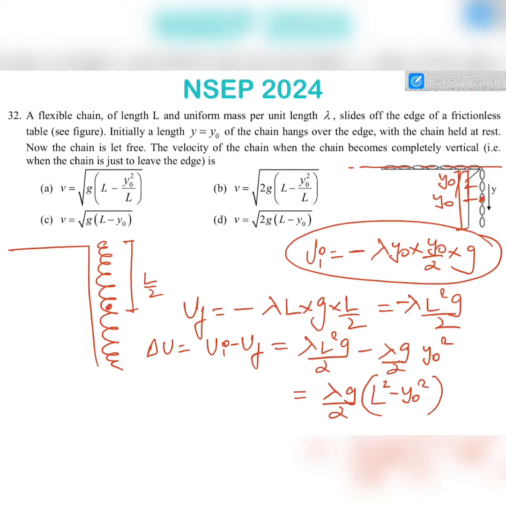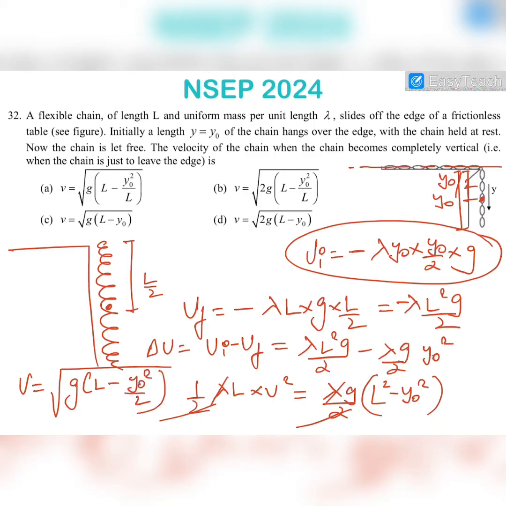And that is equal to half m v square, and m is lambda L. So cancelling this 2 with 2 and lambda with lambda, v will be equal to under root of g into L squared minus y naught square, divided by L. So the correct answer will be option number A. Now we move on to the next question.